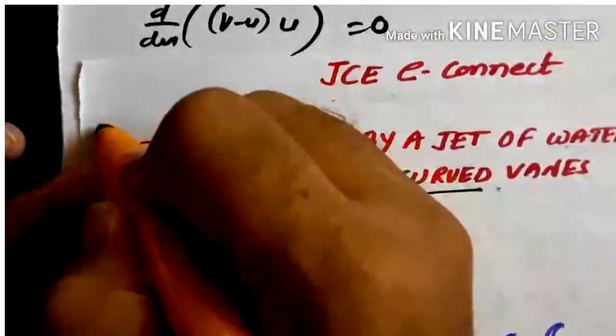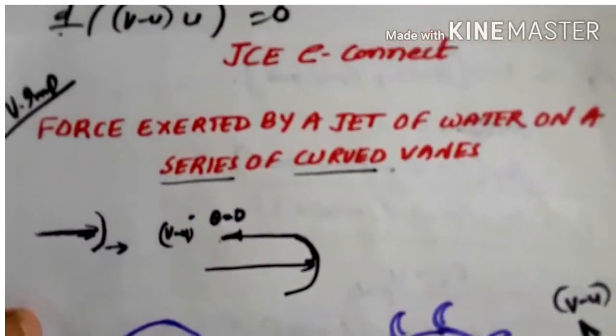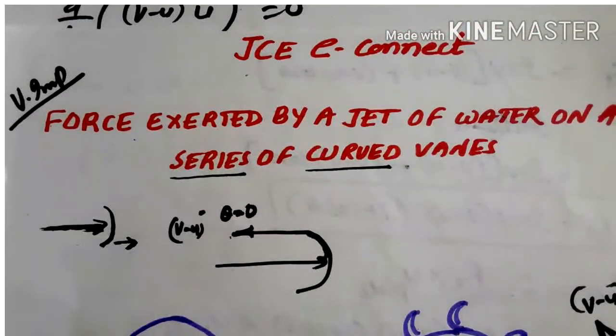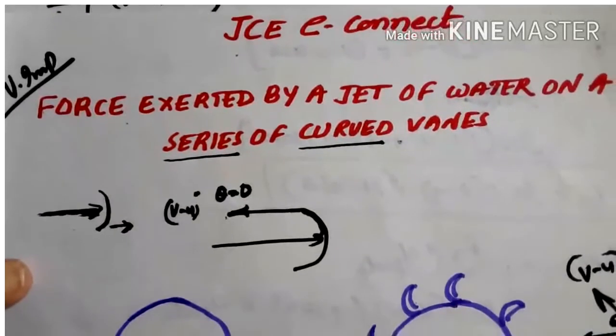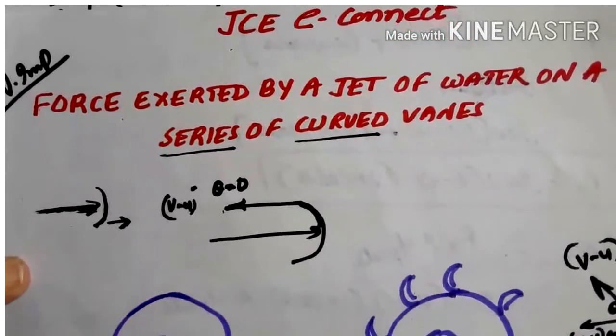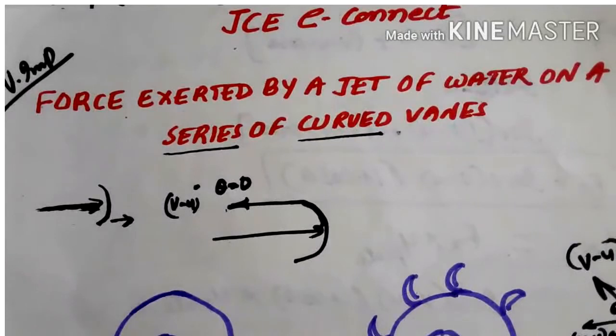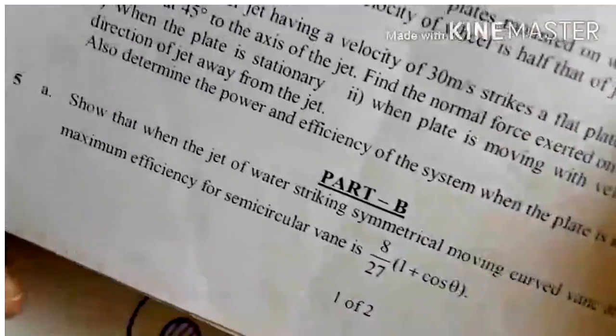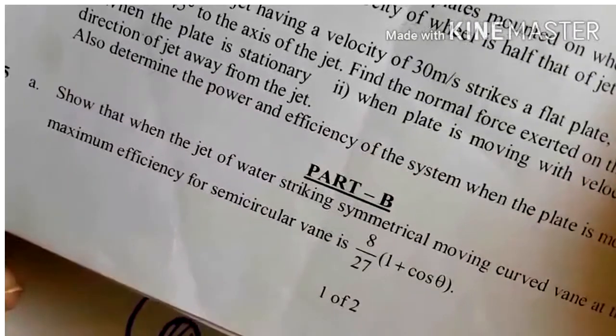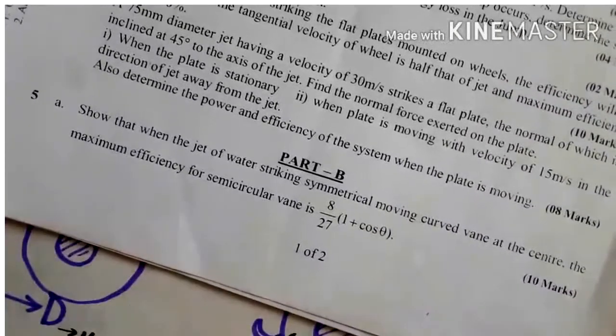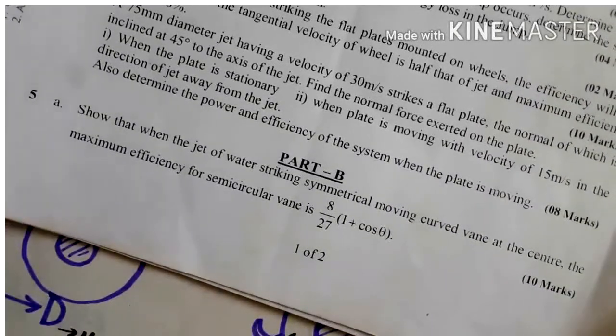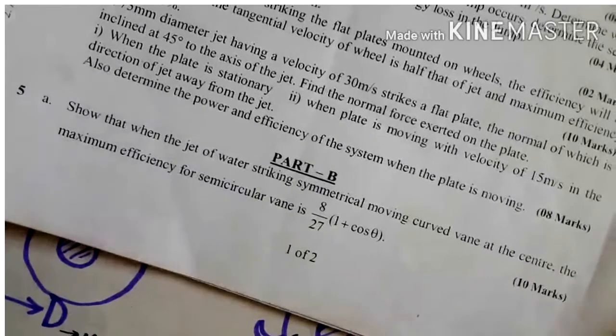It is asked many times in the exam. Very, very important, this derivation. So this is: derive an expression for the force exerted by a jet on a series of vanes. I'll show you this question paper. In this particular question paper, they asked about the single vane: show that the efficiency of a jet of water striking a symmetrical moving curved vane at the center, the maximum efficiency for a semicircular vane, is 8 by 27 (1 plus cos theta). This is for a single vane.